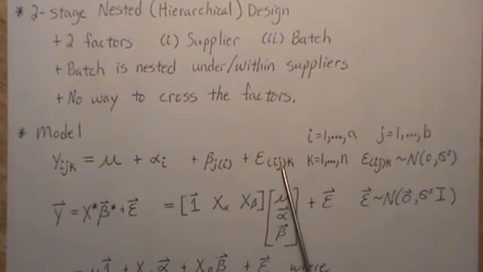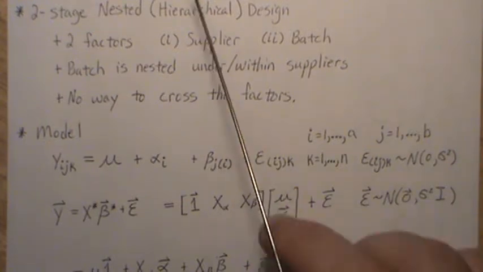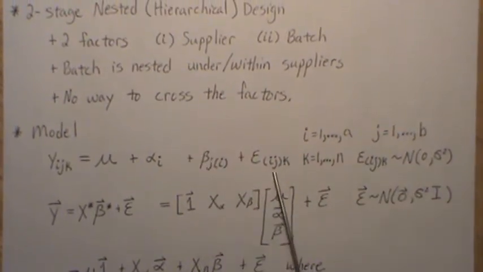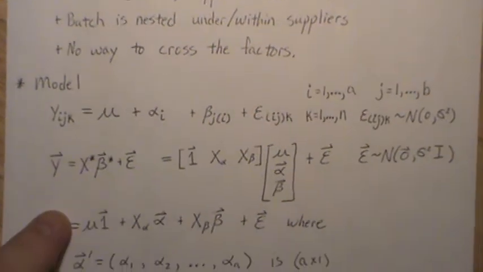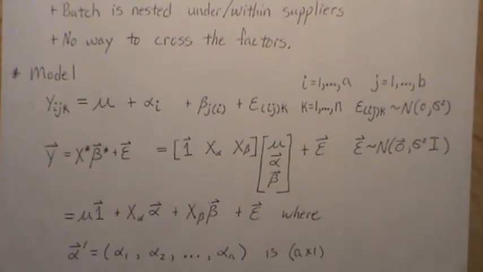The error terms are considered nested within the IJ combination. K is the number, the replicate within IJ. The errors are considered normal with a fixed constant. In matrix notation, we'll let that be Y is equal to X star beta star plus epsilon.